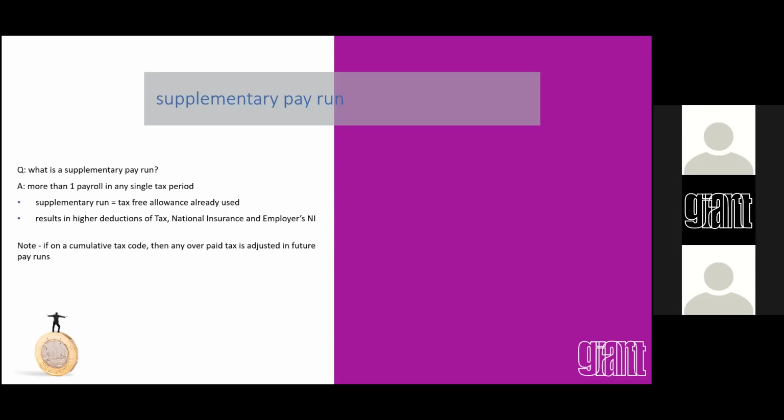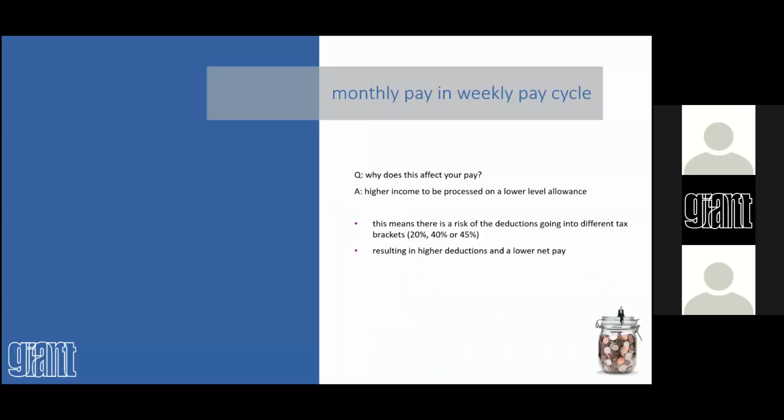As more of the income becomes subject to tax, you may experience higher tax and employer and employee NI deductions. As advised previously, if on a cumulative tax code, this should typically adjust itself in the future. If you receive a monthly payment in a weekly pay cycle, you may also experience higher tax deductions.